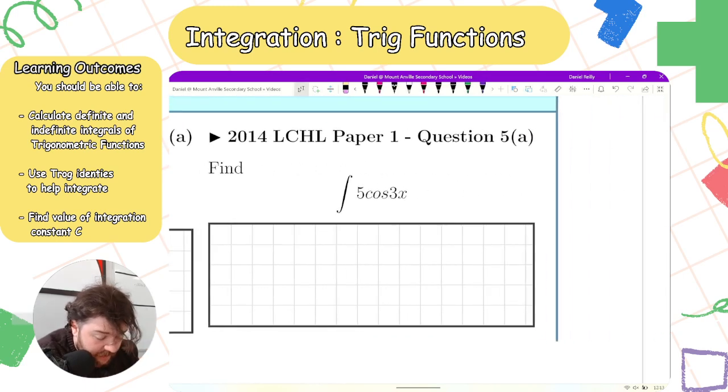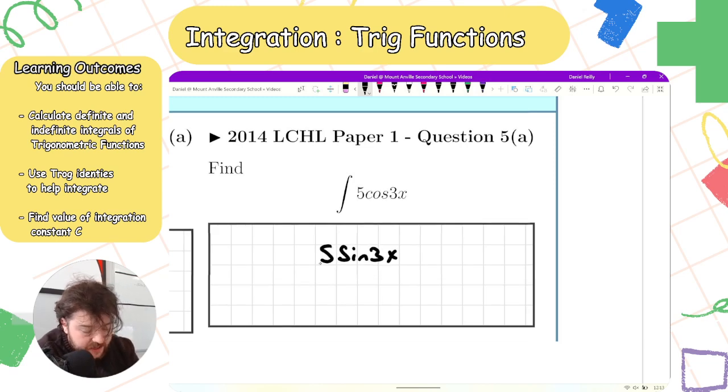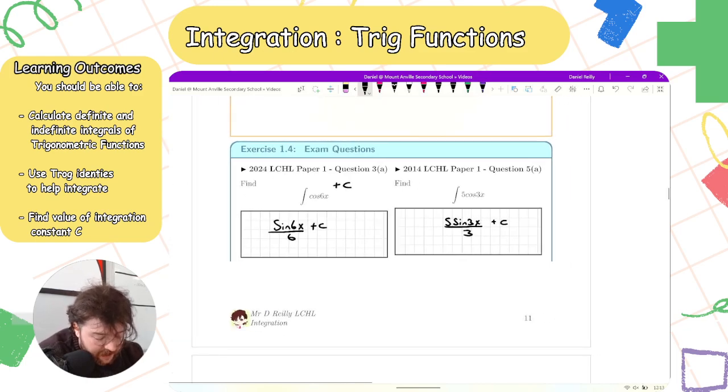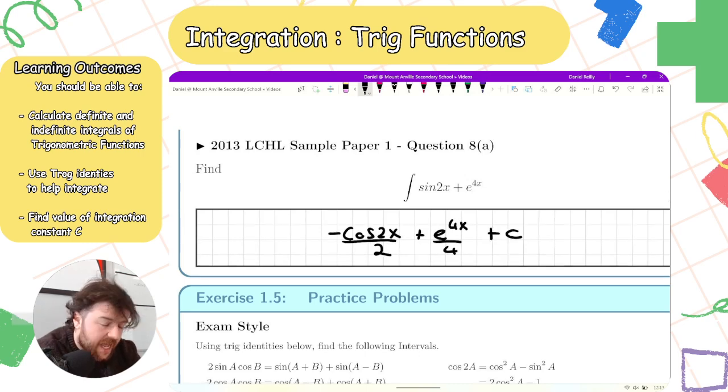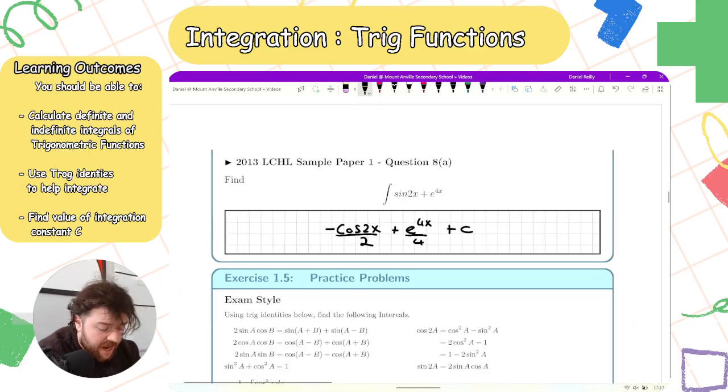2014: 5 cosine 3x. That would be 5 sine 3x divided by 3 plus c, dividing by the derivative of the angle. What about here? Sine 2x plus e to the 4x. That will be minus cosine 2x divided by 2. Then e to the 4x will just be e to the 4x divided by 4, plus c. There are my answers there.